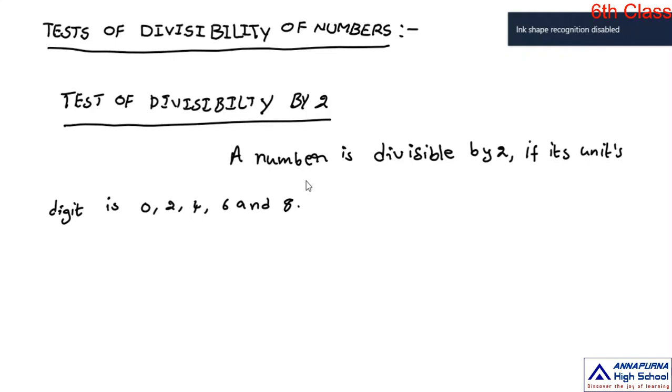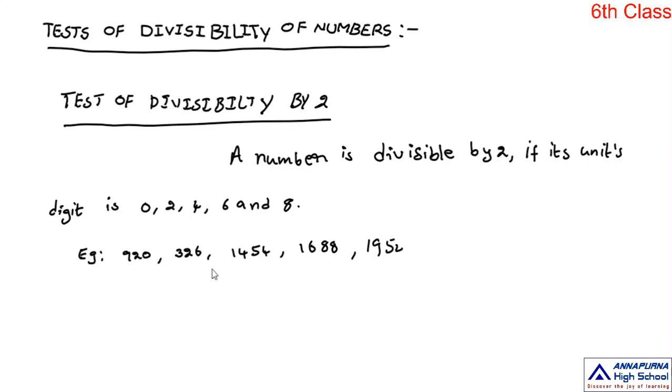A number is divisible by 2 if its units digit is 0, 2, 4, 6 or 8 only. Here are examples: 920, 326, 1454, 1688, 1952. Let us check the units place for 0, 2, 4, 6 and 8 only.